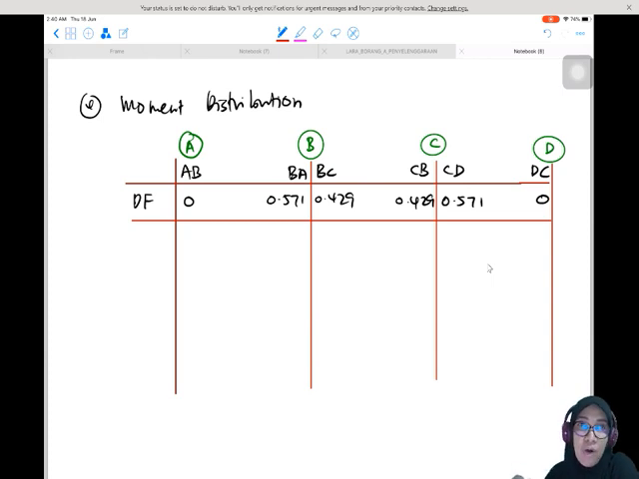Okay, this is the table for member end moment. We will start the first value with the fixed end moment that we have calculated in step number 3. Fixed end moment. The zero value we do not write in the table. We just write the value, not zero value.